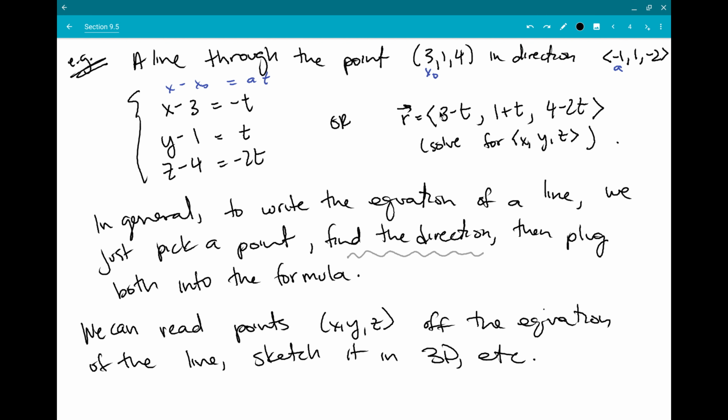Similarly, you could always tell that the point 3, 1, 4 is on the line from the way it's written. And you should be able to undo that information. That's actually one of your homework problems.